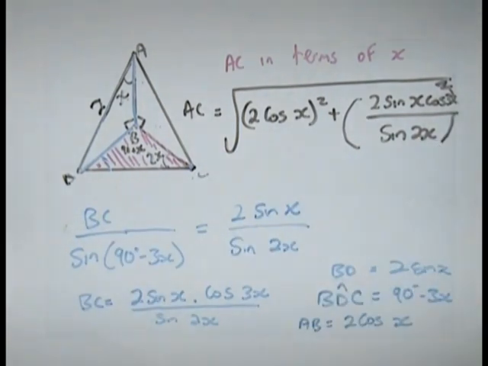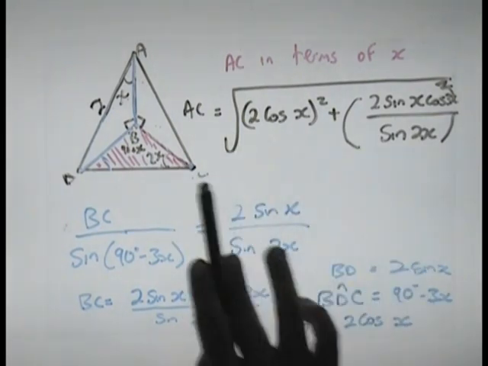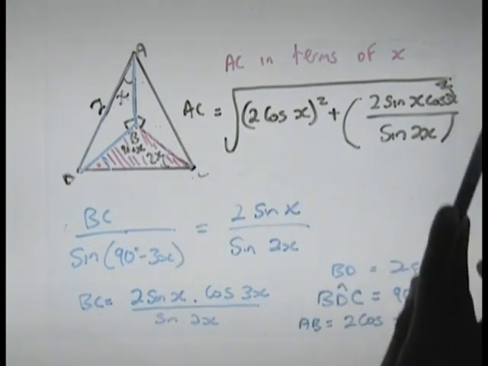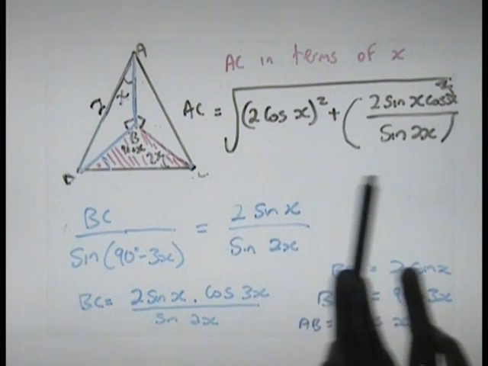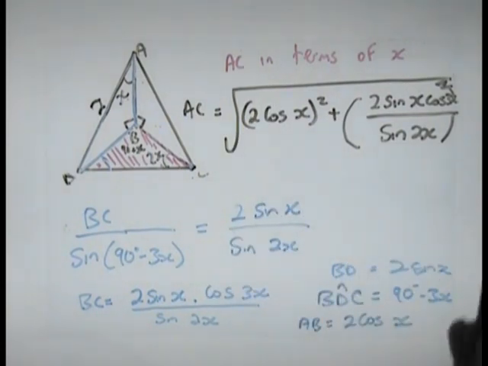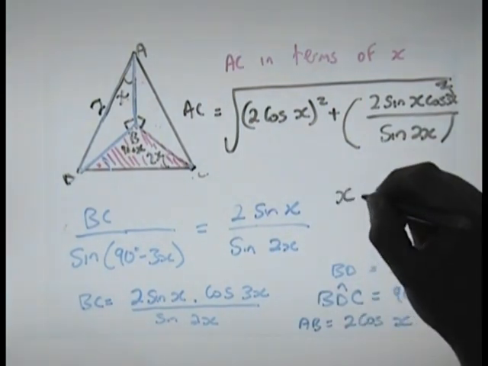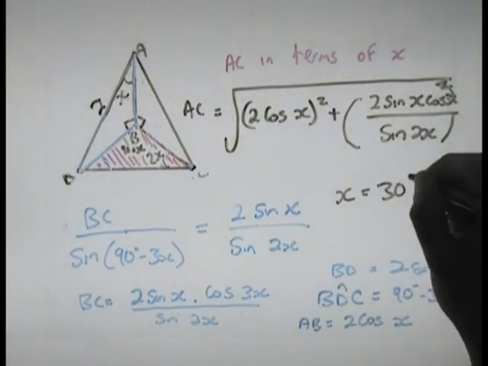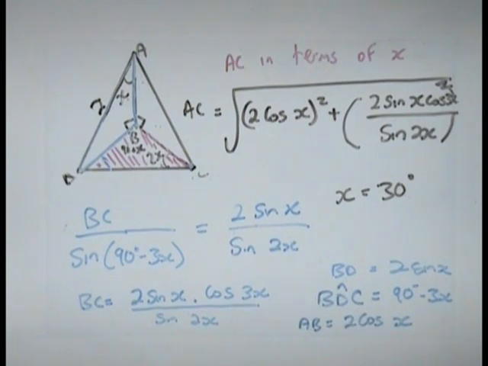Do I need to square this and multiply it out? No, I don't. I can leave it in this form. All I need now is the size of angle x, and I can calculate AC. But this is AC in terms of x. Notice that the only variable we have here is x. I want you to try this for yourselves. Work out what is the value of AC when x is equal to 30 degrees. Have a go at that.